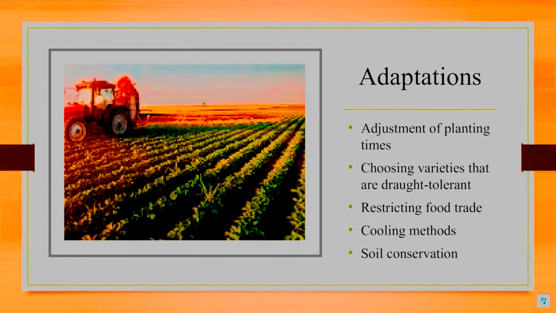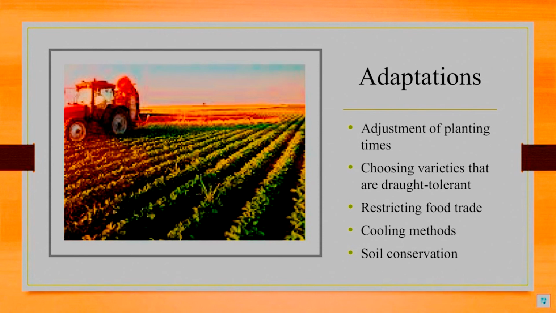Some adaptations we could use through climate change. We can adjust our planting times. We can move our planting times to later in the year so that they do not bloom early and die through frost. We can also choose different varieties of crops that are more drought tolerant and don't need as much water. Restricting our food trade can help us keep our own food and grow our own food to feed our own people rather than trading with everyone else and needing to make enough food. This would also cause other countries to have to grow their own food.